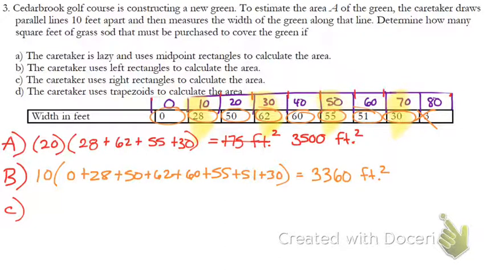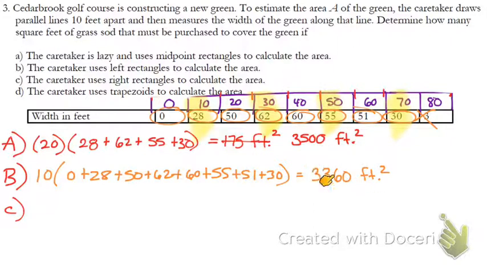All right, so from the left down here, now that we're using 8, we have each one as a length of 10. And then we are using all the ones from the left. So I used 0, 28, 50, 62, 60, 55, 51, and 30, and I didn't use the last one because that's the one from the right. So I crossed it off, added all of them together, and multiplied by 10, got 3,360 feet squared.